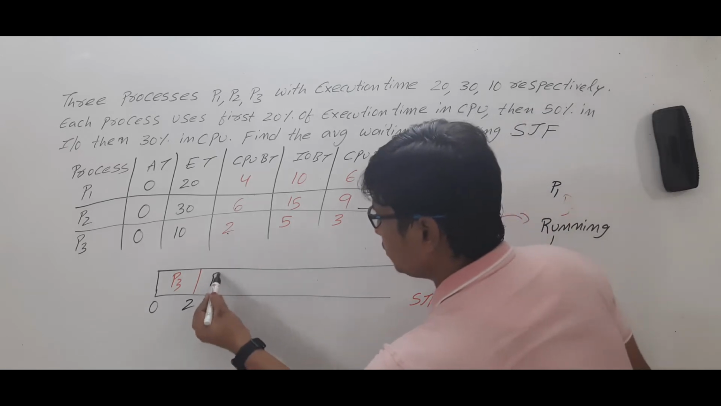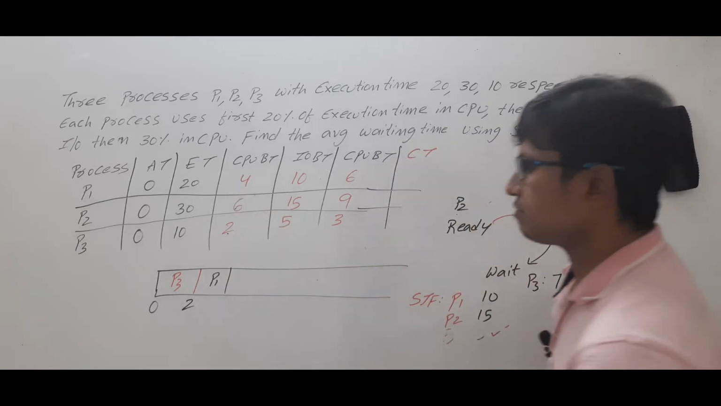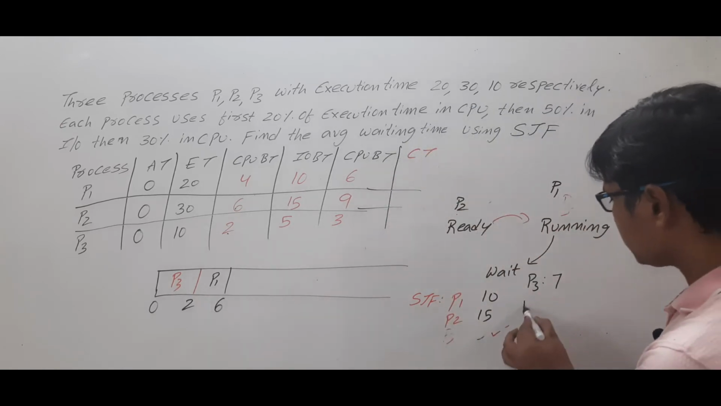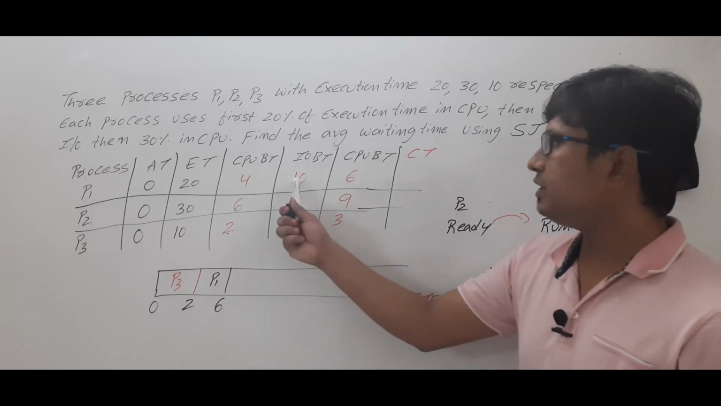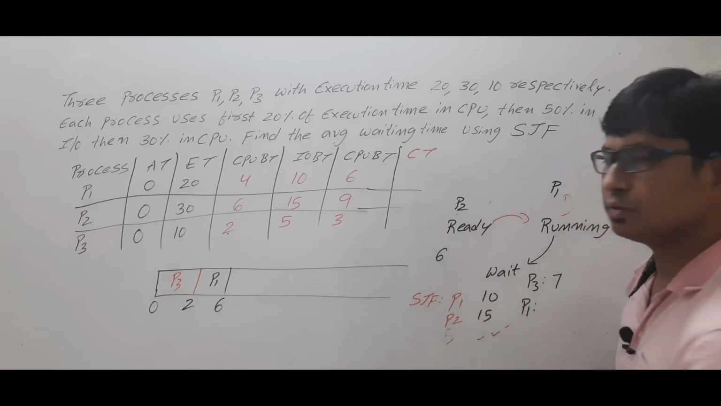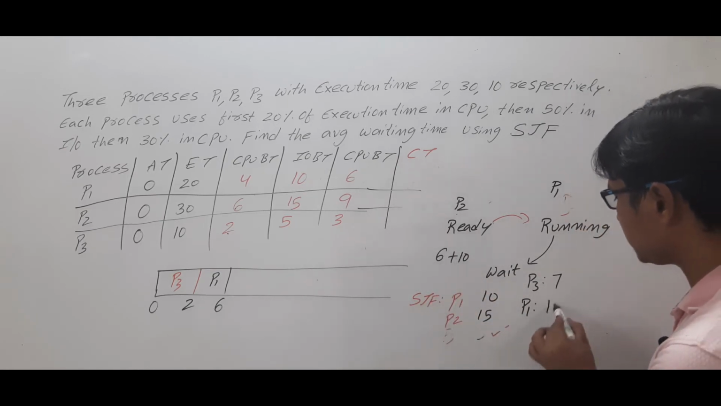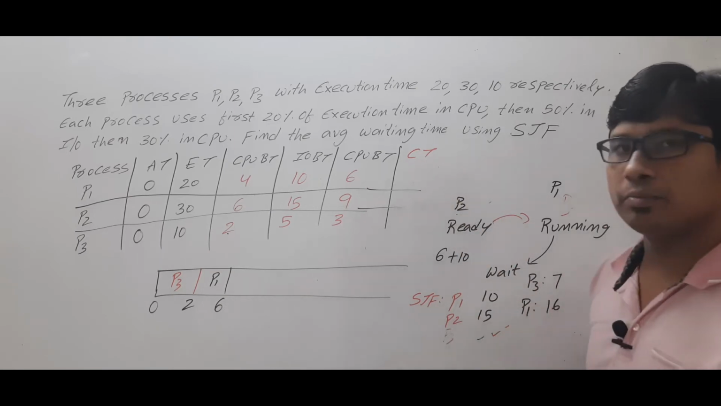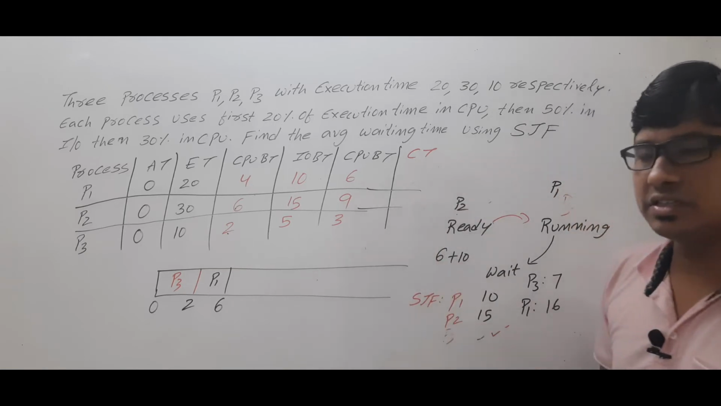So, process P1, how many units of time will it run? 4 units of time. So, at 6 units of time, process P1 will go to the wait state. And how many units of time does it need to spend? 10 units. So, it entered at 6 units and it needs 10 units. So, 6 plus 10 will be 16. So, at 16 units of time, process P1 will come to the ready state. Is it clear?